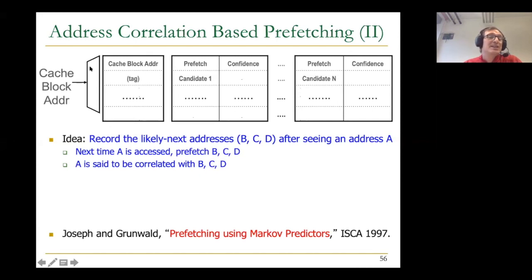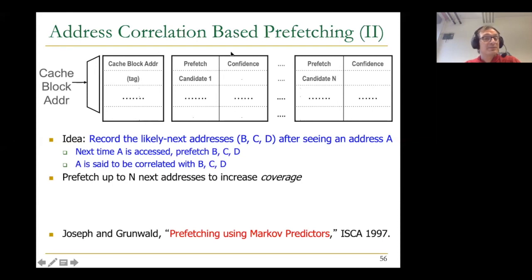And here's how you do it. Basically, it's a cache block-based prefetcher. You record, for a cache block you've seen, what the next addresses are that you've seen. These are prefetch candidates. And you may have a confidence, which is the probability of access based on the past, potentially. And you correlate. And this was introduced in this seminal paper in ISCA 1997, as you can see over here. And you can increase coverage by prefetching up to n next addresses. You can see you can prefetch this one, this one, this one, all of the prefetch candidates given a cache block address.